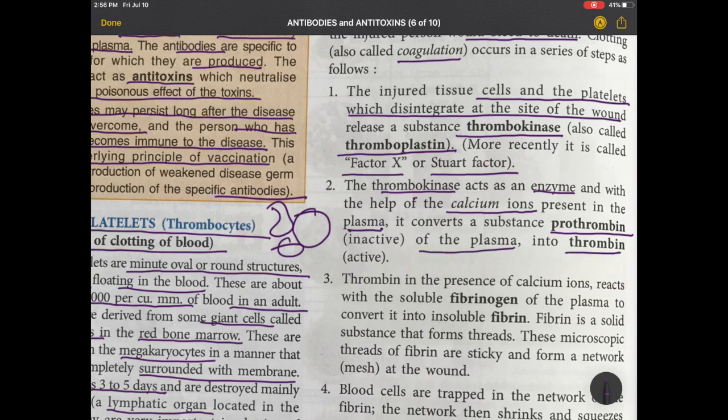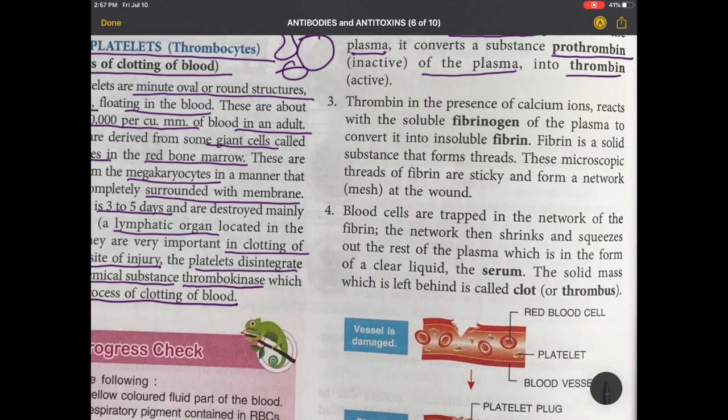So now it becomes active. That means it has work to do. It has woken up, you can say. It was sleeping. Now the thrombin, it has become active in the presence of calcium ions, reacts with the soluble fibrinogen of the plasma. So in the liquid part of blood, there is a substance which is known as fibrinogen, and it is dissolved in the plasma, okay. So what does the thrombin do? With the help of calcium ions, it reacts with the soluble fibrinogen, and then it converts it into insoluble fibrin. Insoluble means it is solid.